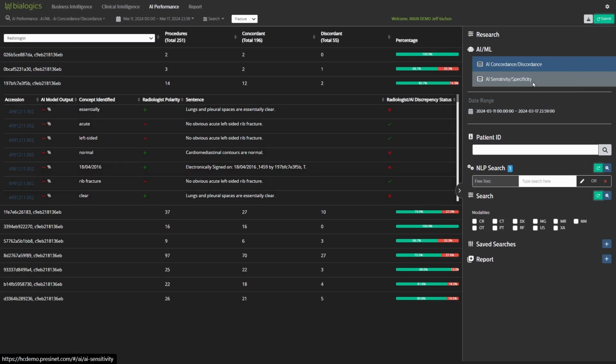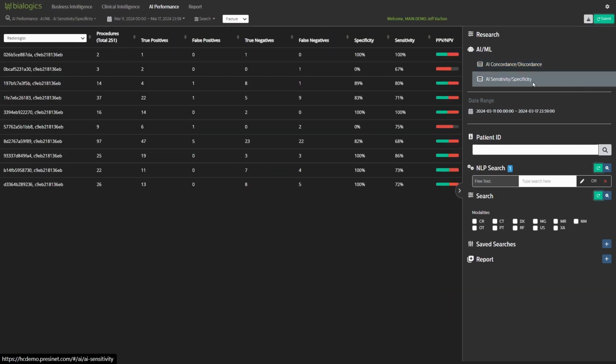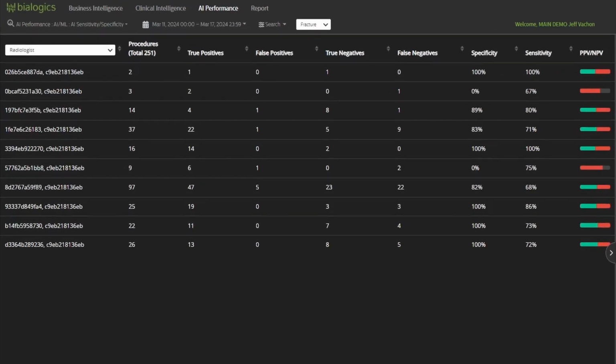Second of all, we can do the same thing with sensitivity and specificity. In sensitivity and specificity, we're looking at the polarity of each study and measuring that based on the false positives, true positives, false negatives, true negatives, and so on. So again, we can look at that from an AE title perspective, and from a radiologist perspective, and so on, to give our positive predictive values or negative predictive values. And again, we can determine the sensitivity and specificity. So this is kind of the raw data.